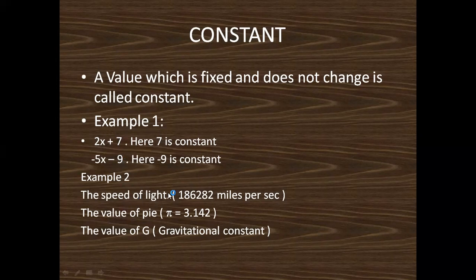In daily life, the speed of light is fixed, 186,282 miles per second. The value of pi, you are all very familiar with this symbol pi. And when you reach class 9, you will study the gravitational constant, which belongs to a very interesting chapter, gravitation.